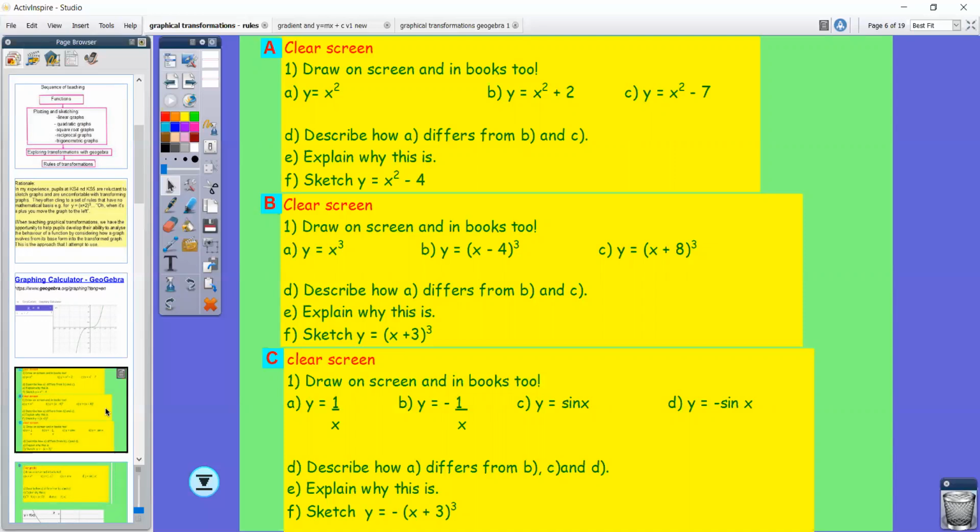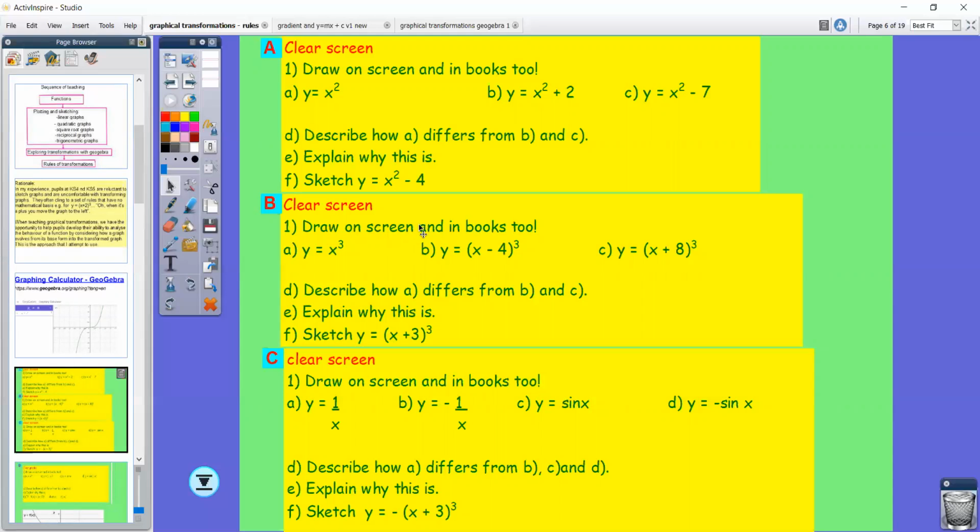GeoGebra is great. It means you don't have to plot loads of graphs by hand. We can plot them using the software, and that means they can analyze these patterns very quickly.